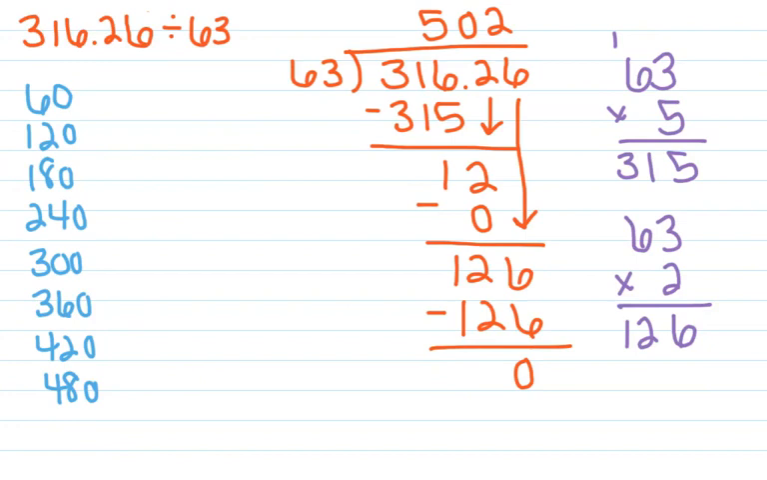Remember, we also have to do the decimal. I see my decimal here, so I move it straight up. And I get a final answer of 5 and 2 hundredths. All right, Otters, let's try another one.